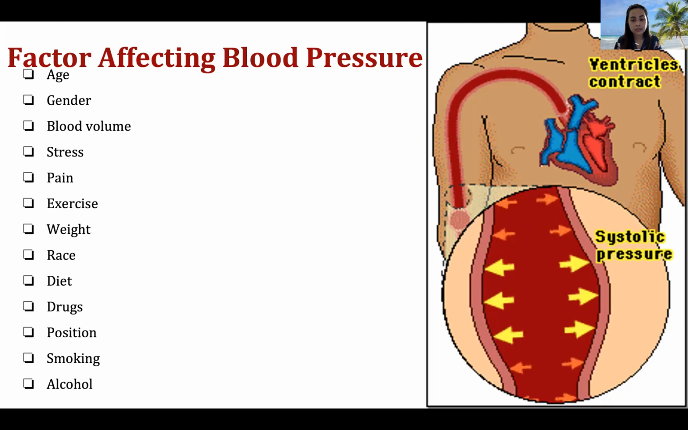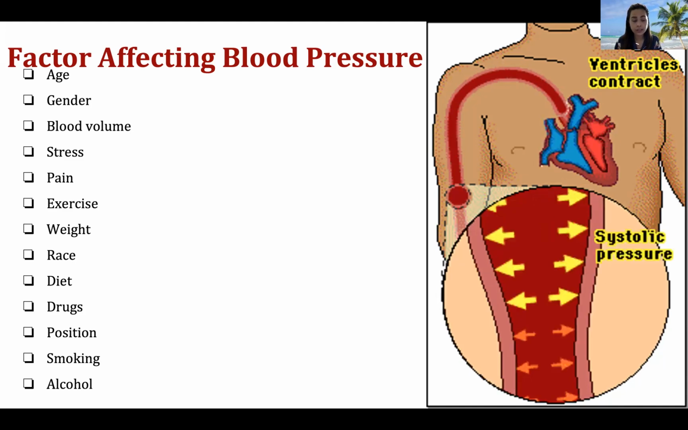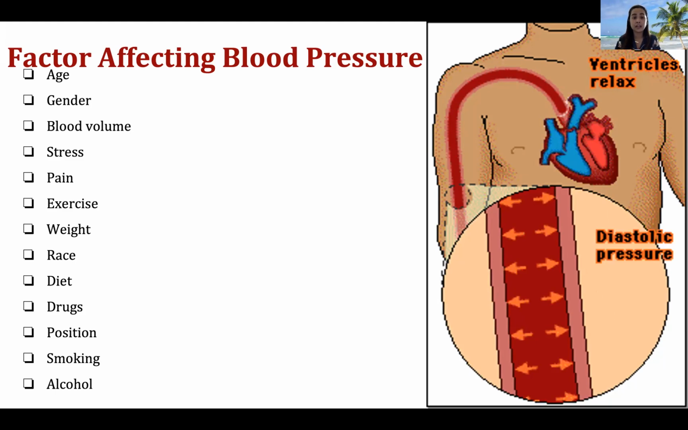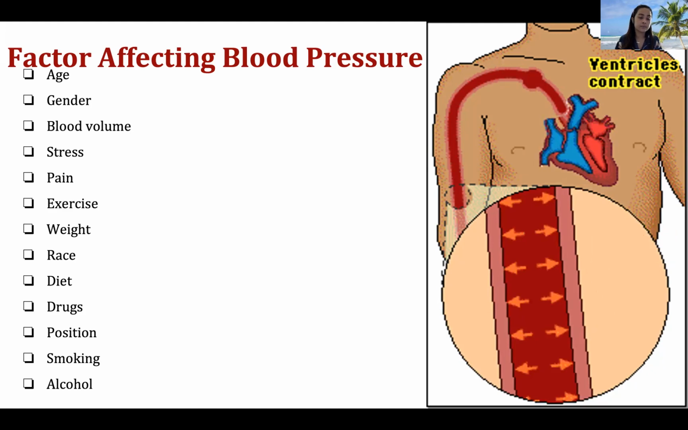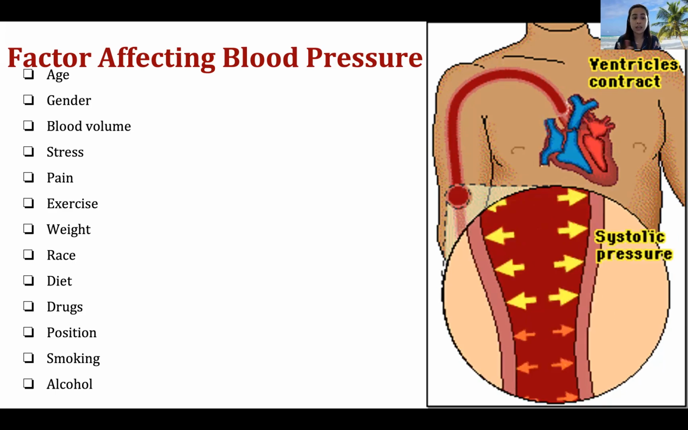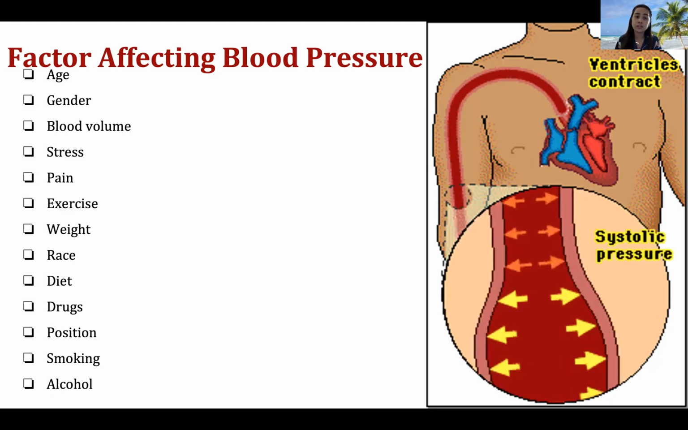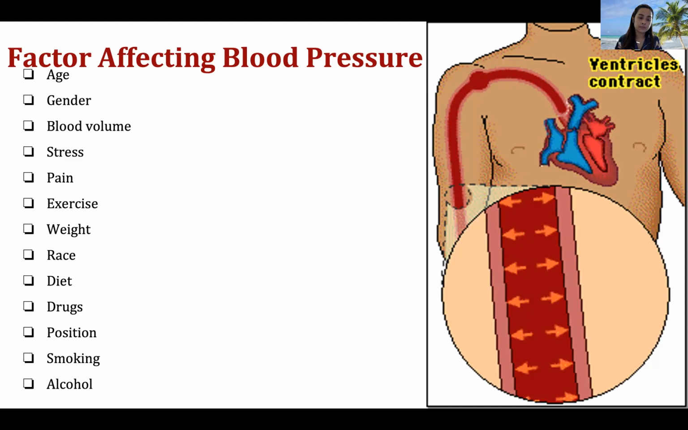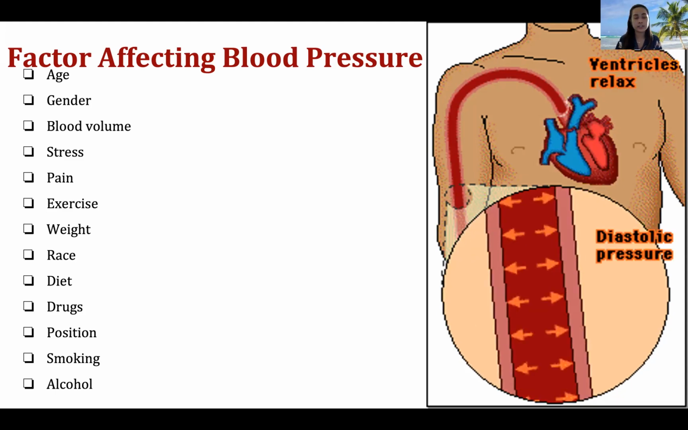Drugs. There are drugs which can increase your blood pressure and drugs which can decrease your blood pressure. For example, morphine is a narcotic painkiller. If you take morphine, your blood pressure will drop. If you take cocaine, your blood pressure will be high. Any stimulants will increase your blood pressure. Any downers will decrease your blood pressure. Position. Your blood pressure also will depend on your position: if you're standing, sitting, or lying.